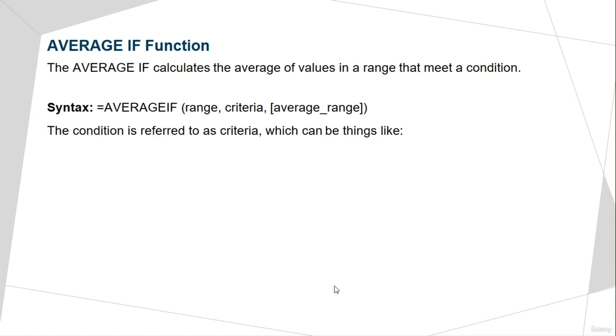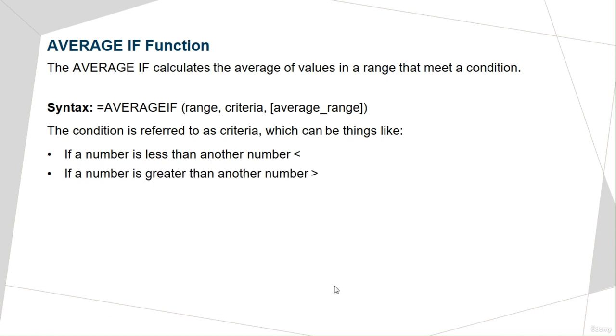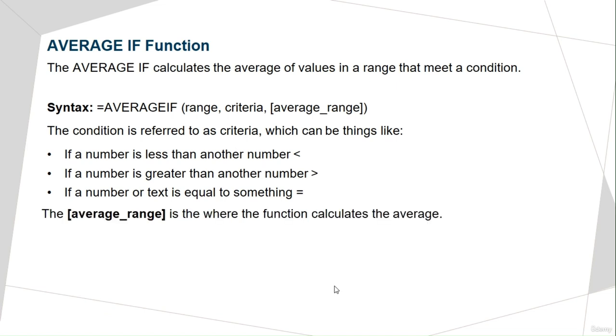The condition in this case is referred to as the criteria, and the criteria can be things like if a number is less than another number, if a number is greater than another number, or the number or the text is equal to something. While the average range is where the function calculates the average. So after all the if statements, after selecting the range, now the average range is where the function would calculate the average. That's where the calculation is going to take place.